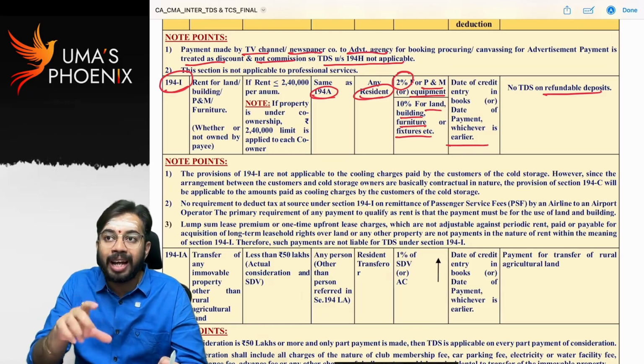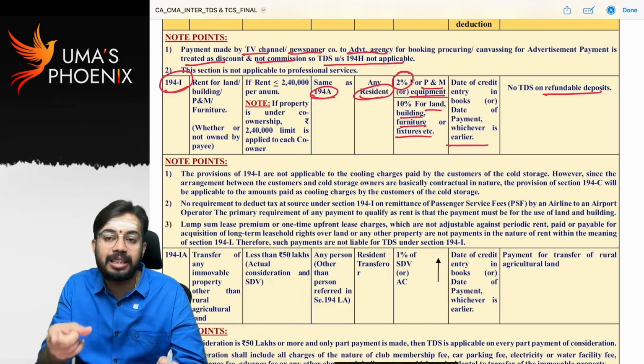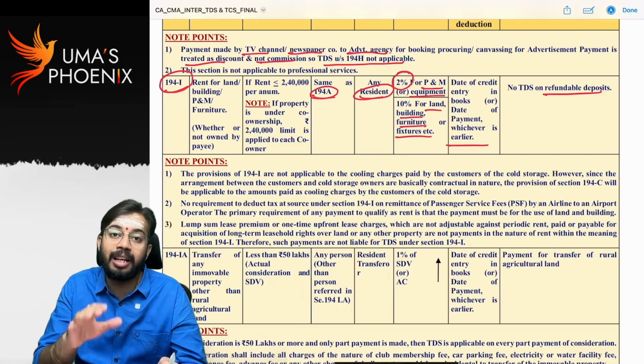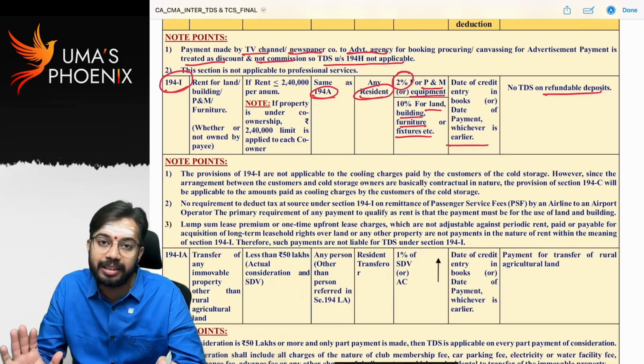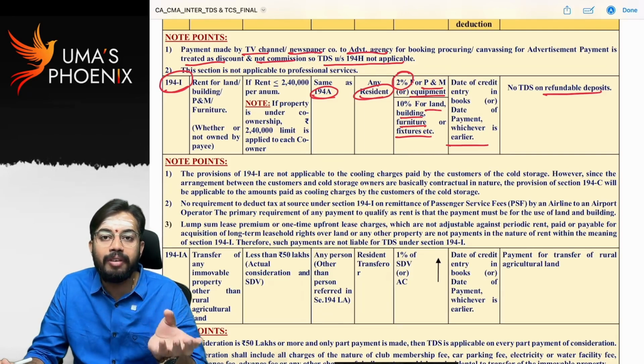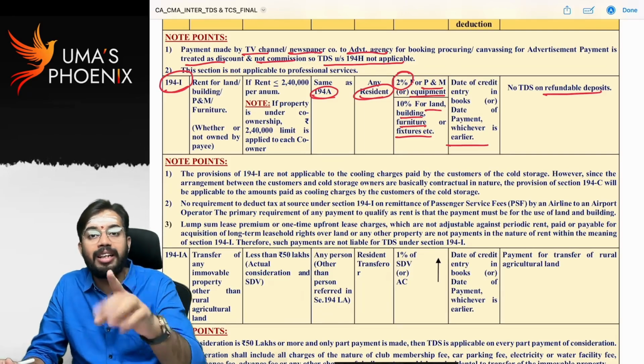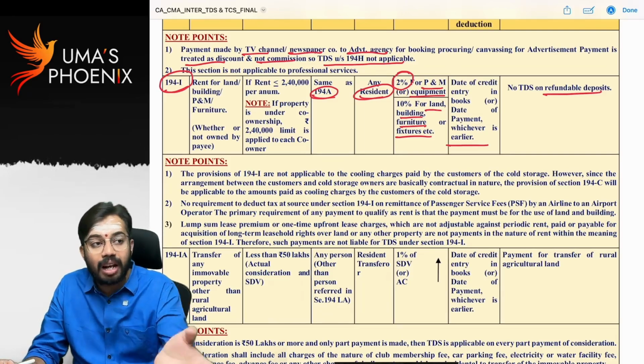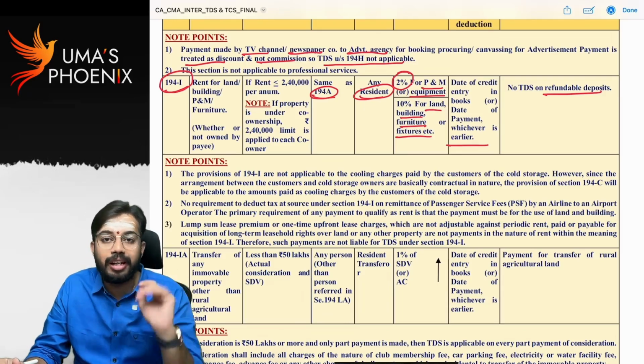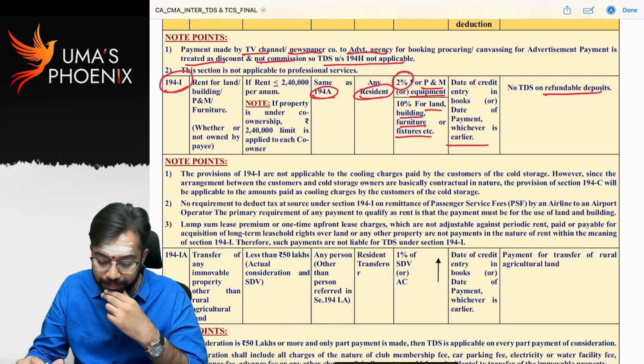So whenever I apply the refundable advance against rent for the last 3 months, at that time they are required to deduct TDS. Is it clear? Whenever refundable advance is adjusted against rent, TDS is required to be deducted. Whenever refundable advance is taken, no TDS is required to be deducted.